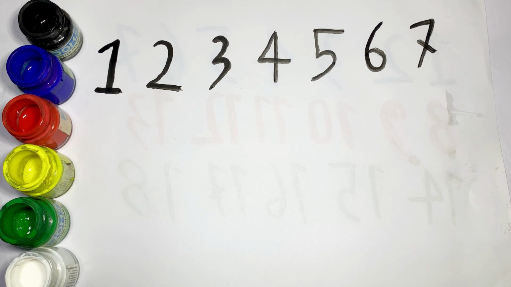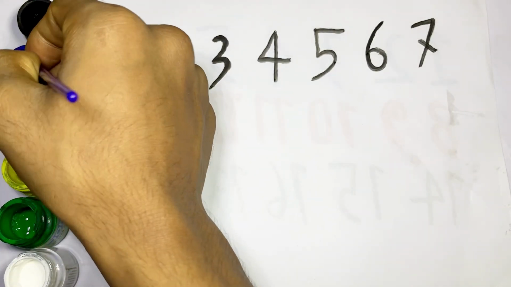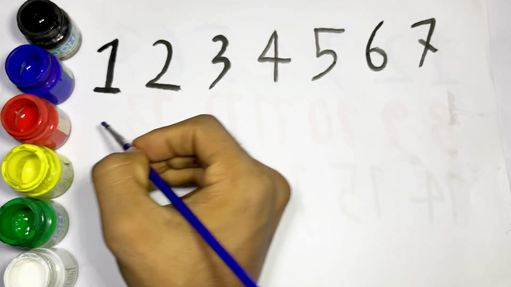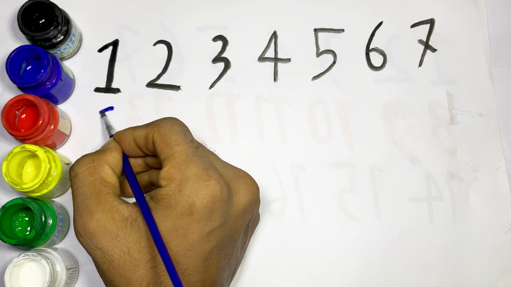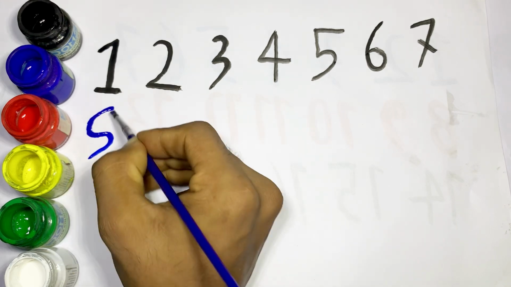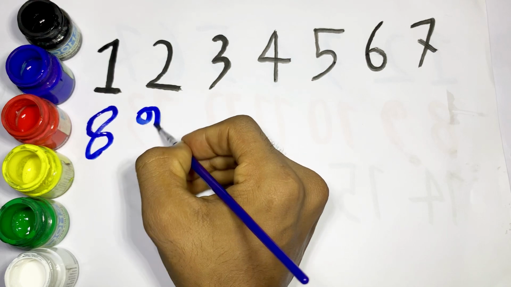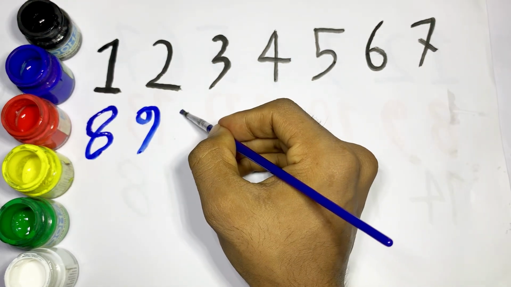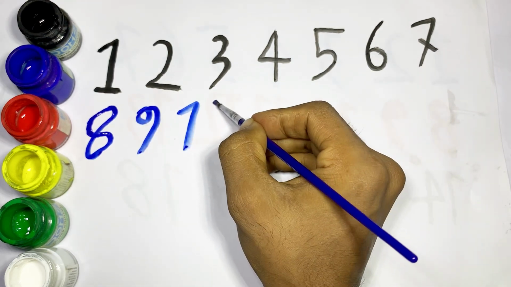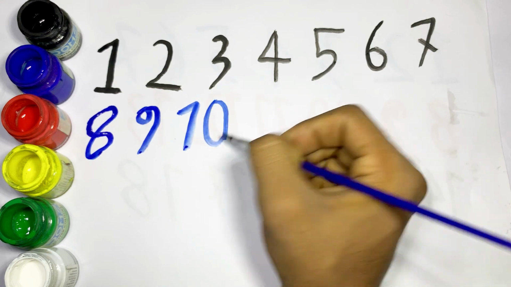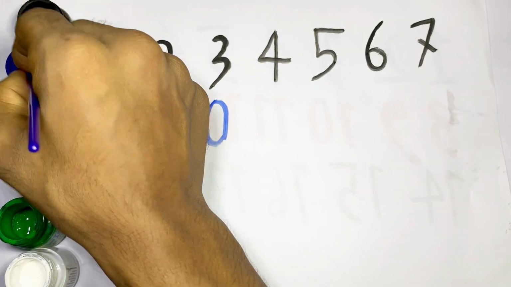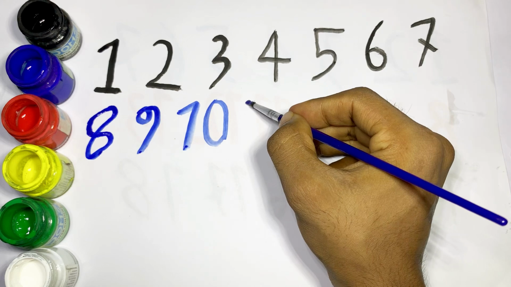It's number 8. The number 8, and here is blue color. E I G H T, 8. 9, N I N E, 9. 10, T E N, 10. Kids, again use blue color and draw 11.